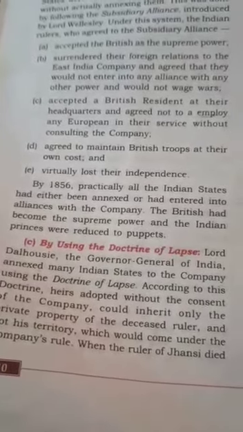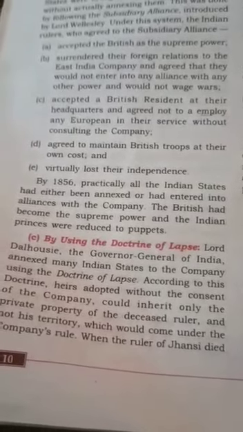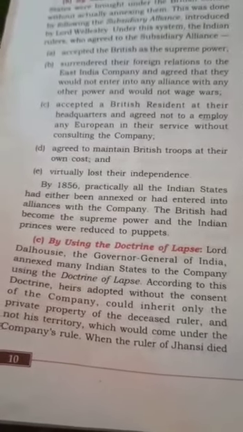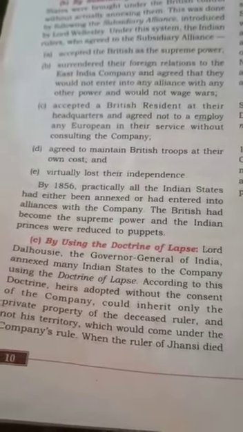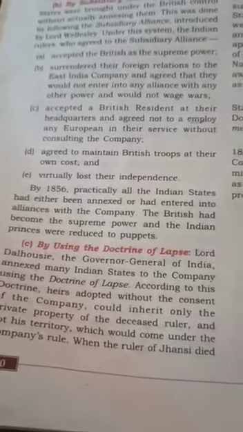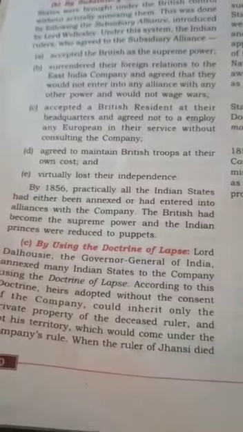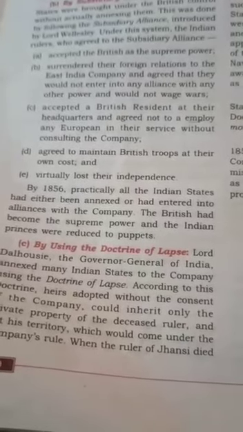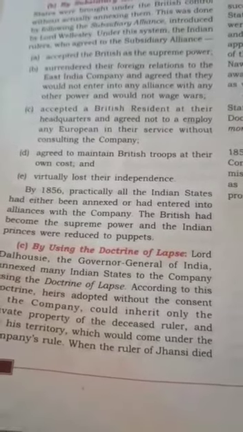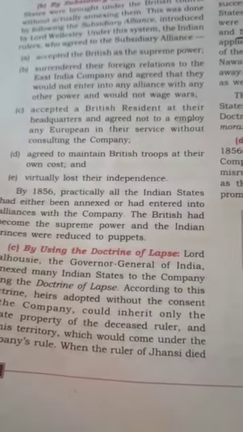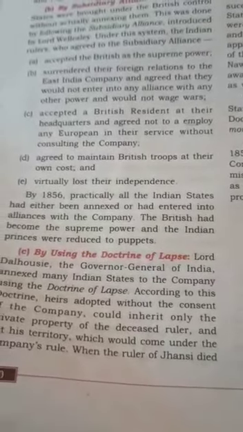But if that king has adopted any son, the adopted heir will not be given the property of the kingdom. He will be considered as the adopted son only. So many states became the victim of the doctrine of lapse, because these kingdoms were not having their natural heir. Like Satara was there, Jaipur was there, Sambalpur was there, Udaipur was there, Nagpur was there. Just go through it, you will be more clear about that.